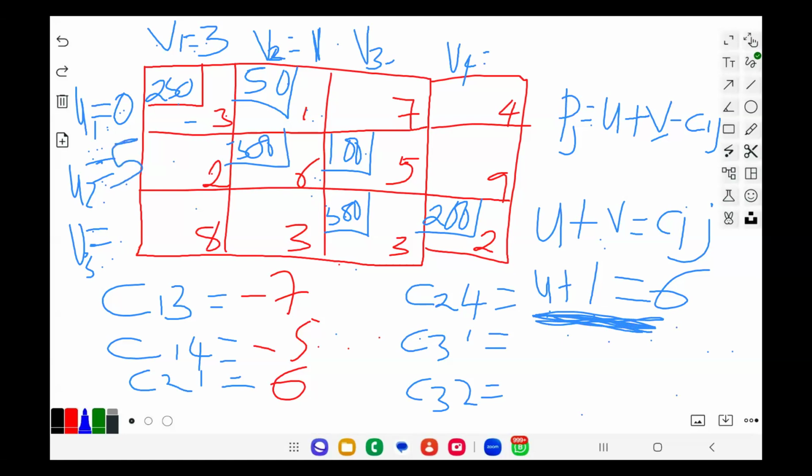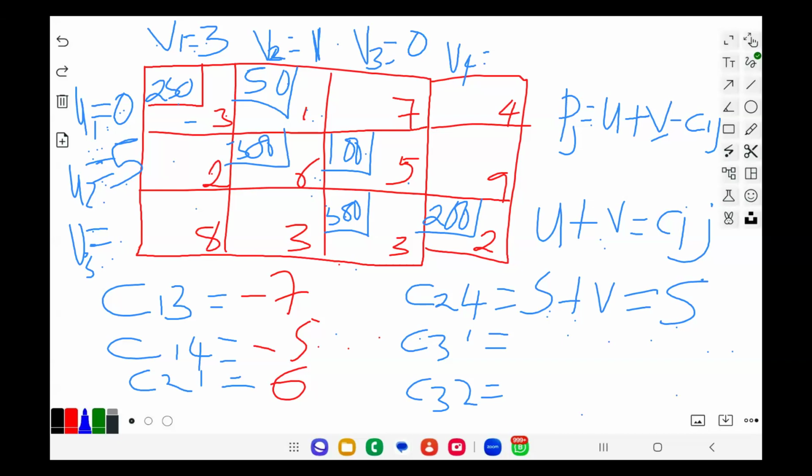Again, when you get to the next one, the next allocated number will be this one where there is 5. So Cij is equal to 5. What is our U in this case? Our U is 5, right? It's here, the row number, U is equal to 5. But what is our V? That is V3, we don't know our V. What number can we add to 5 to get 5? It can only be 0, right? That's what we are doing.